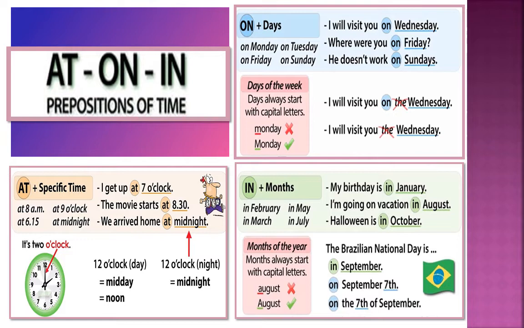Okay. At here comes with a specific time. For example, I get up at 7 o'clock. The movie starts at 8:30. We arrived home at midnight. So at comes with at 8 o'clock, 6 o'clock, 9 o'clock, 9:30, like this. So at comes with a specific time. These are the prepositions of time: at 7 o'clock, at 9 o'clock, on Saturday, on Monday, in January, in August.